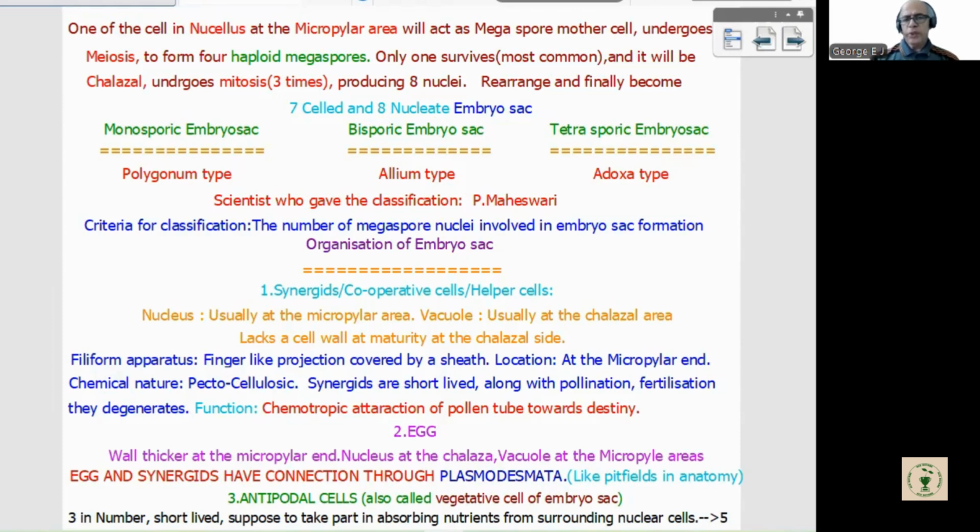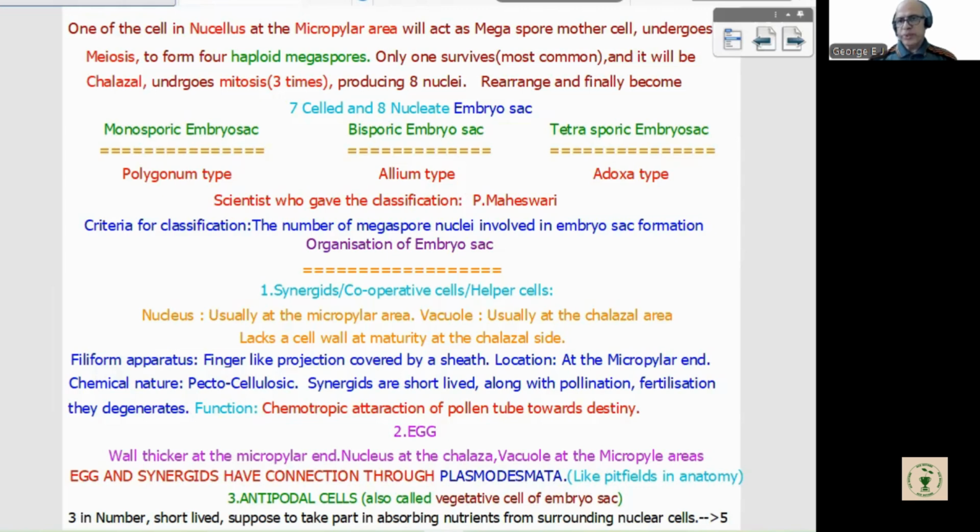And antipodals will usually be 3 in number. They are also short-lived and mainly concerned with absorbing nutrients from the developing nucellar cells. From the surrounding nucellar cells, nutrients will be absorbed. So they are connected with nutrition. So antipodals will be 3, synergids will be 2, and there will be a single egg. I think that part is clear.